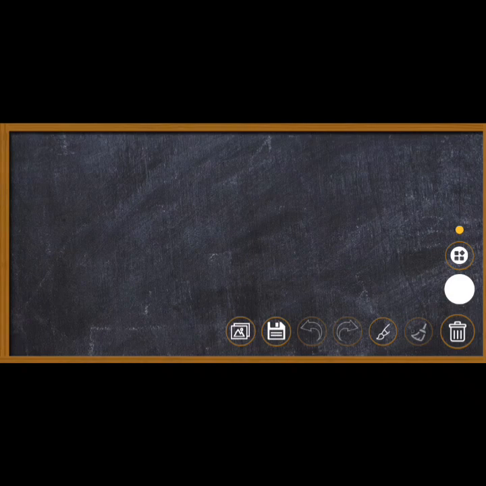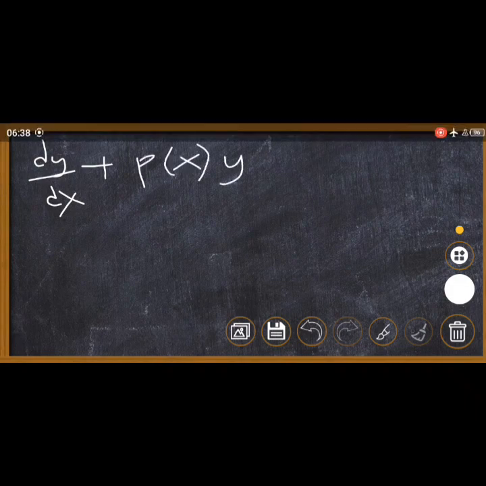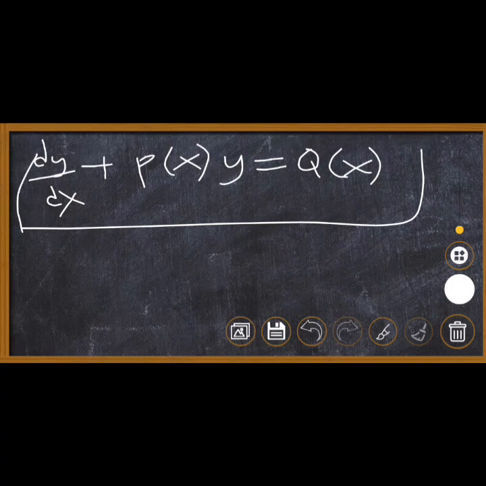Linear first order differential equations are equations of the form where you have the first derivative added to a function of y, let's say in this case p of x times y, equated to a certain function, let's say q of x. So this is the standard form of the linear first order differential equation. So whenever you have an equation of this form, then you have to use the linear first order differential equation rules.